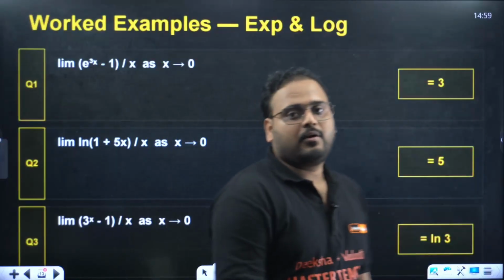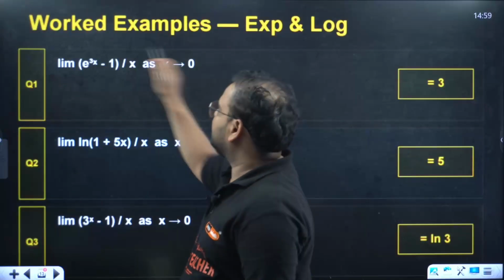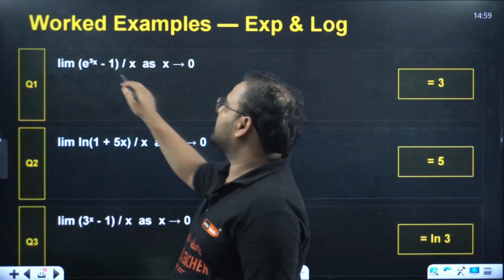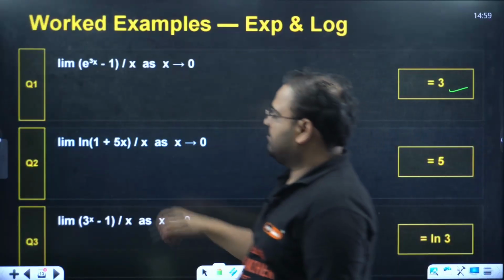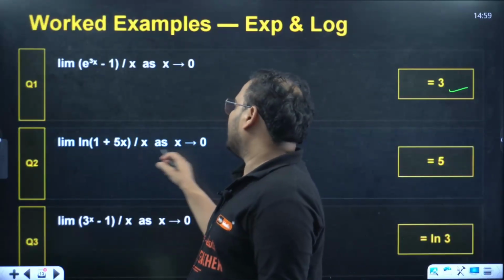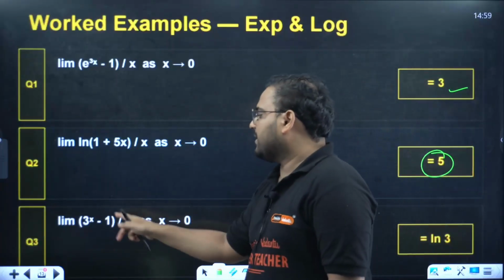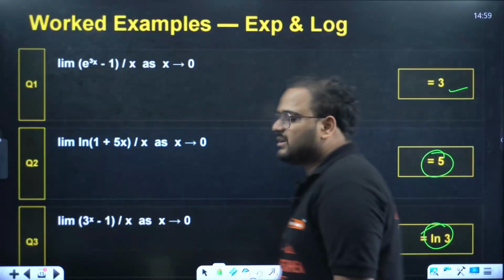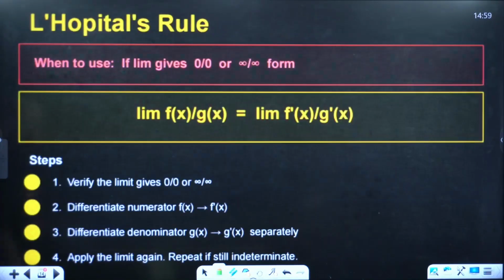All right. So again, some questions I have given you to practice on the different types of questions in exponential function and log function. Whenever you have limit (e power 3x minus 1) divided by x, x tends to 0, answer will be 3. If you have limit ln(1 plus 5x) upon x, x tends to 0, answer will be 5. And limit (3 power x minus 1) upon x, answer will be ln 3. So all different forms I have taken, just one example to show you how they work. Try this out once.